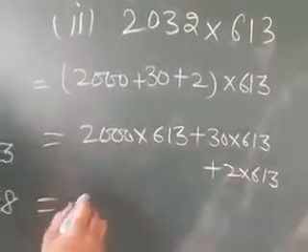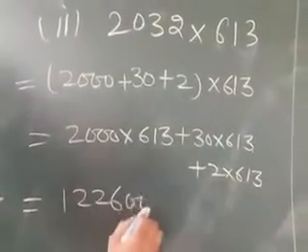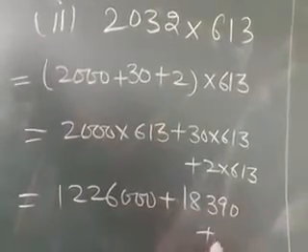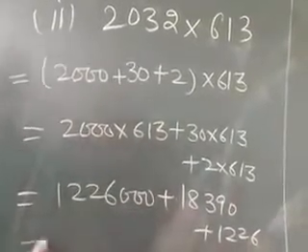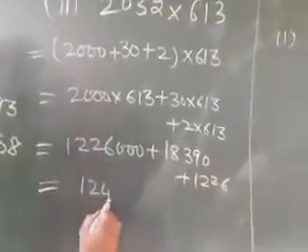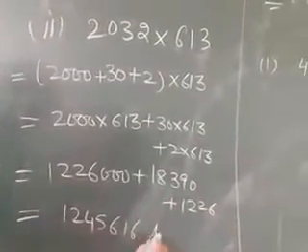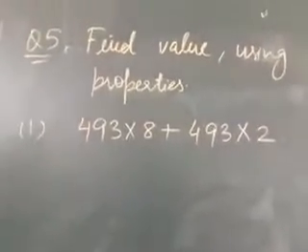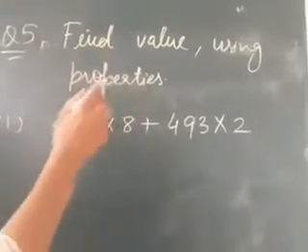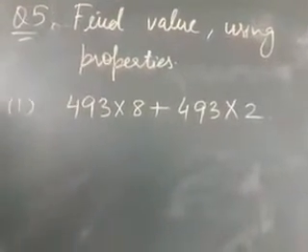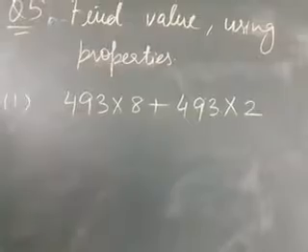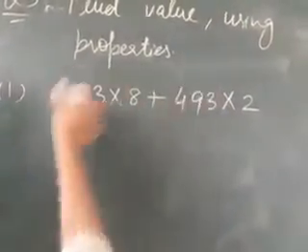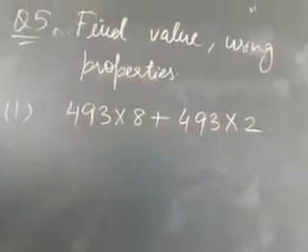Now multiplication of these two you will get this, plus this. Add all these numbers, you will get the answer to be this. Now look at question number 5. Find the value using properties. Again we have to make use of some property to solve this. It means you do not have to directly multiply these two or these two. Firstly you have to make use of some property, then you will solve it.